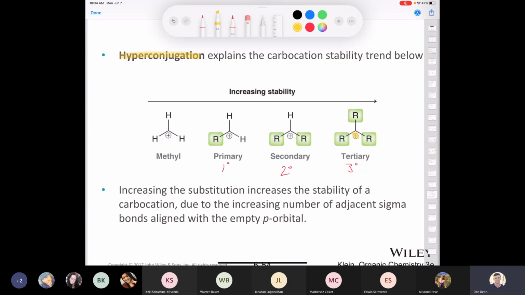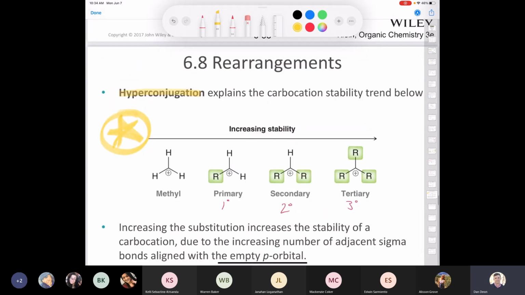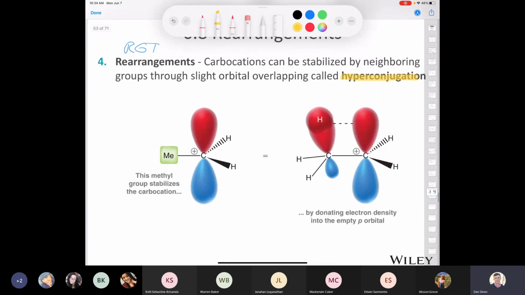So I'm definitely going to ask you a question about this on your quiz, something about carbocation stability, and probably something about hyperconjugation. So this is something that you need to be aware of, hyperconjugation. And again, it's just the donation of electron density from bonds in the R group into the unhybridized p orbital, which serves to stabilize that p orbital.